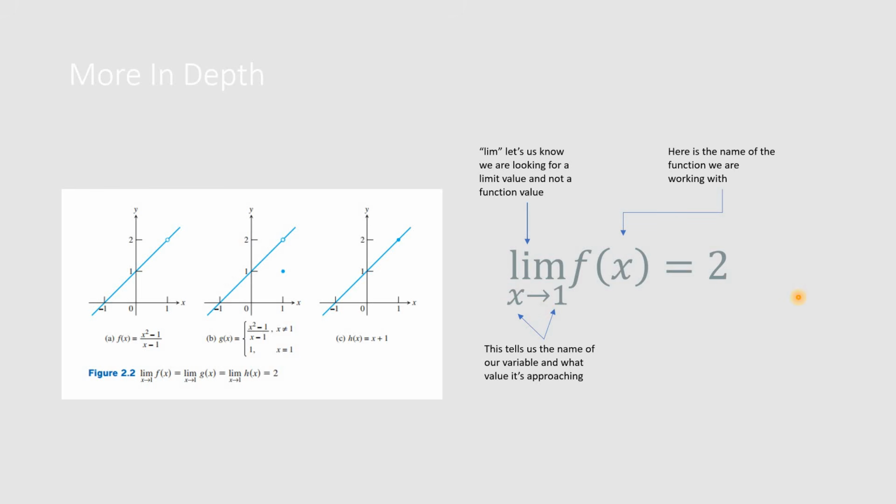And then finally here on the right hand side of the equation, we have the y value that we are approaching as we head to this x value. So as x goes to 1, y is going to get ever closer to the value 2, but it might not necessarily ever reach it.